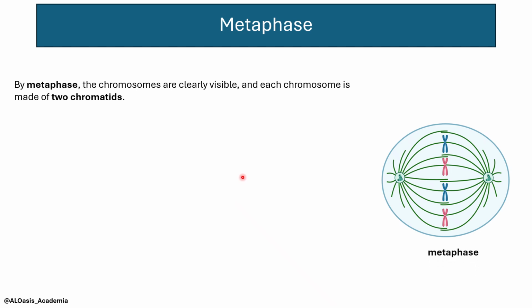In metaphase, specific things also happen that are different to prophase. Again, as we said, chromosomes will be clearly visible, as we can see here, and each chromosome will be made up of two chromatids. As we mentioned at the beginning, that's one chromatid, and that's one chromatid. They are two sister chromatids.